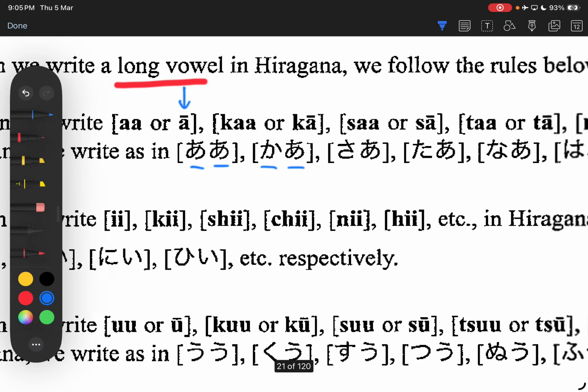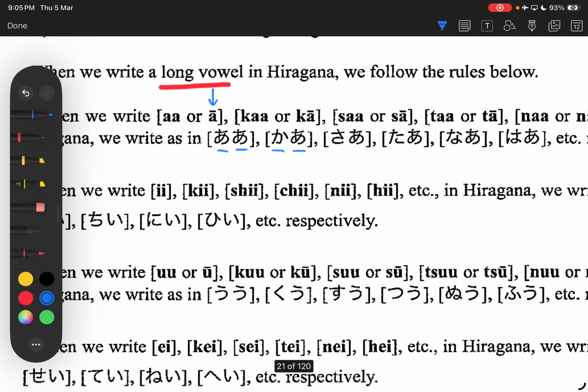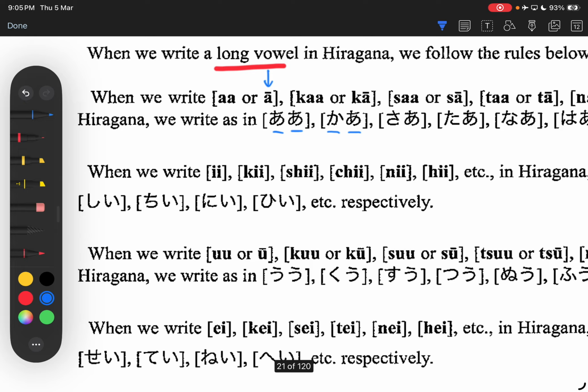Okay. Next, sa. So it becomes a long ah sound. We just drag it out. Sa. Ta. This is how we pronounce the long sound. Just drag it out. Ta. Na. Ha. Good.